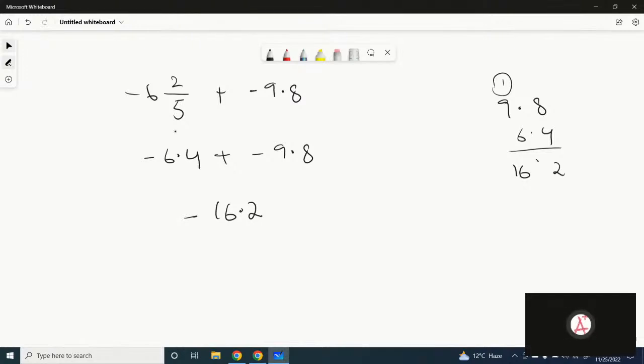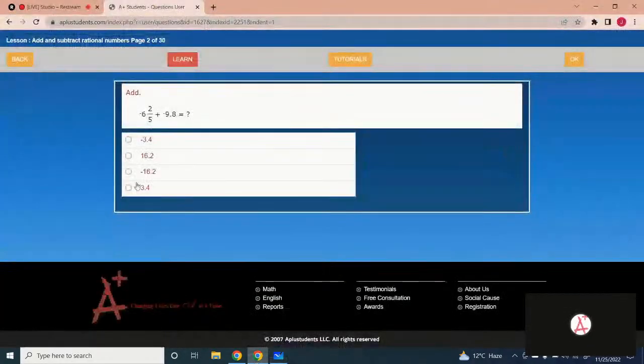Okay, so select the correct option, it is negative 16.2, and then click on the OK button.